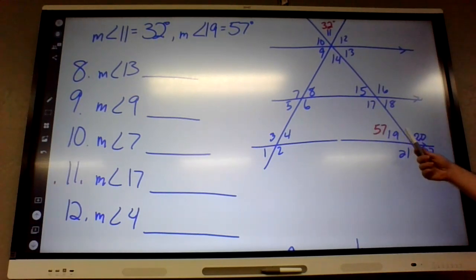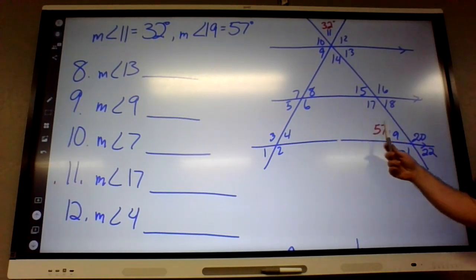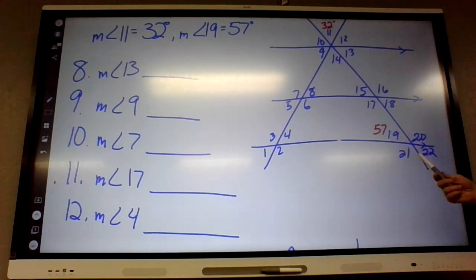If this is 57, what else do I know right here? Angle 22 is 57. Would 6 be 57? So those are going to be supplementary. 180 minus that, 123. Boom.